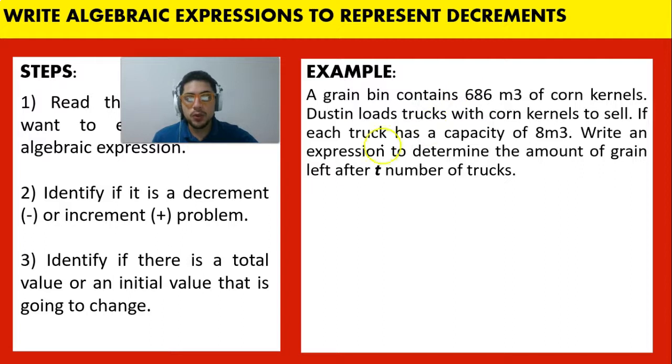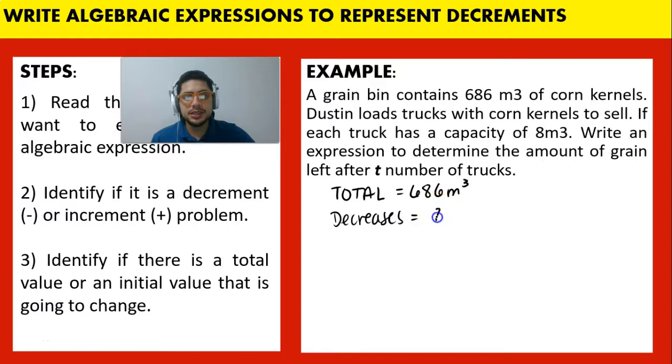So again, guys, what we have to do is identify what is the total amount or the initial amount, which in this case is 686 cubic meters, right? We're going to see how much it decreases. So in this case, it decreases by 8 cubic meters. And how often, right? So in this case, it decreases with each truck.